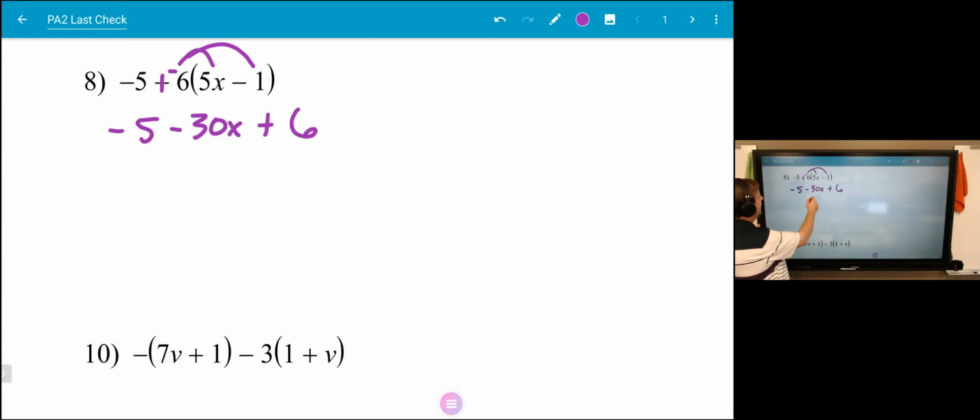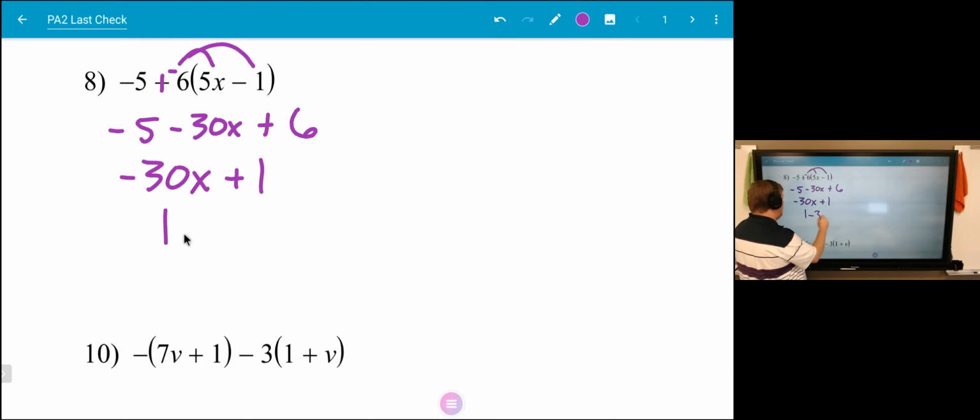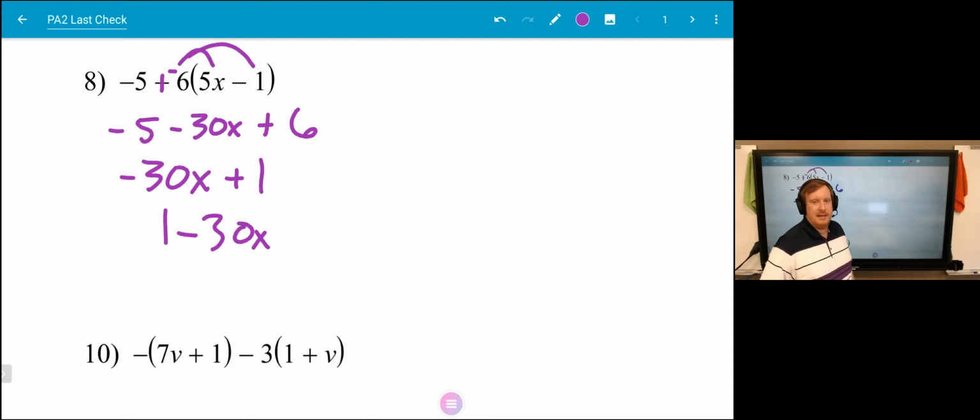I can't do anything with this negative 30x. There's nothing else to combine it with. Negative 30x, negative 5 plus 6 is plus 1. And you're saying to yourself, Mr. Braidman, what if I wrote 1 minus 30x? Is that still the same? And I would say, yeah, because the 1 is still positive, the 30x is still negative. That's still fair. That is still fair.